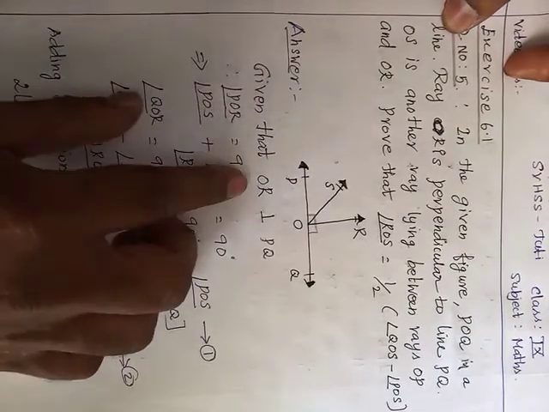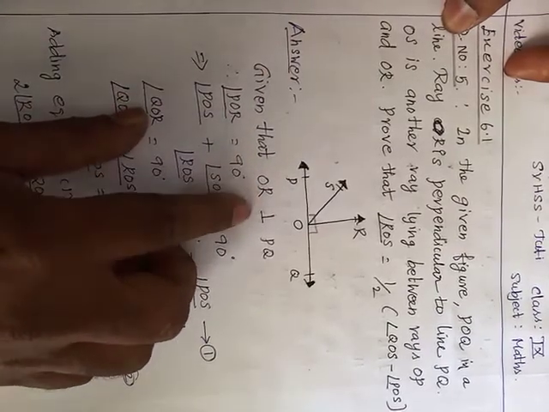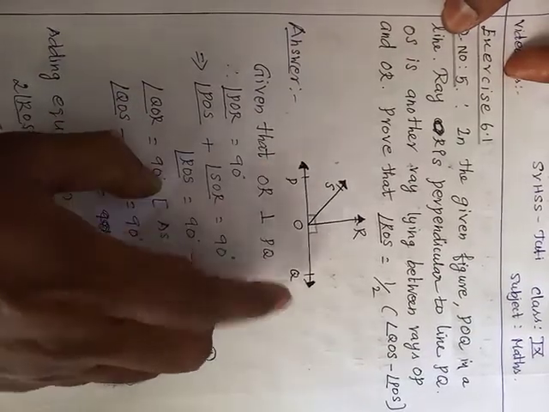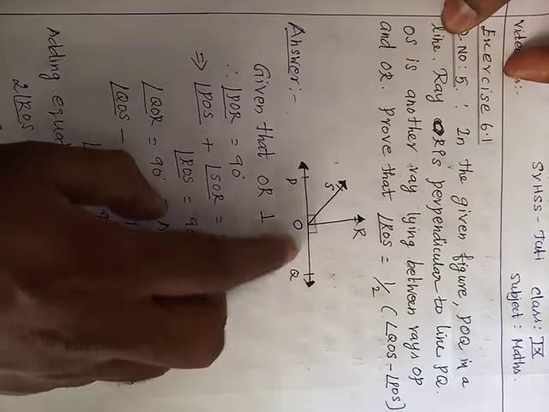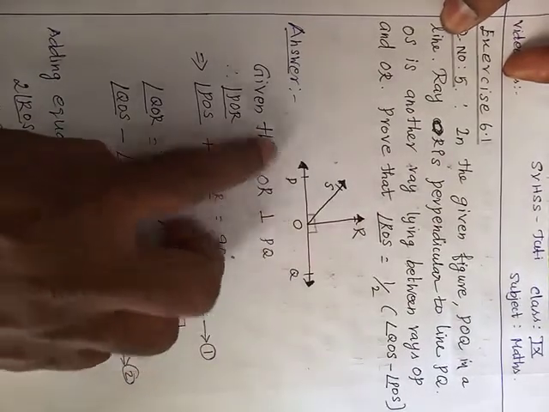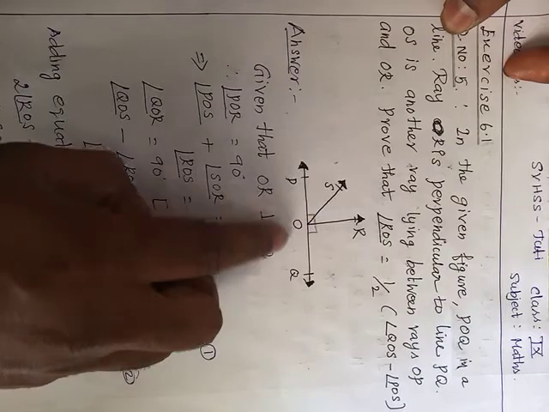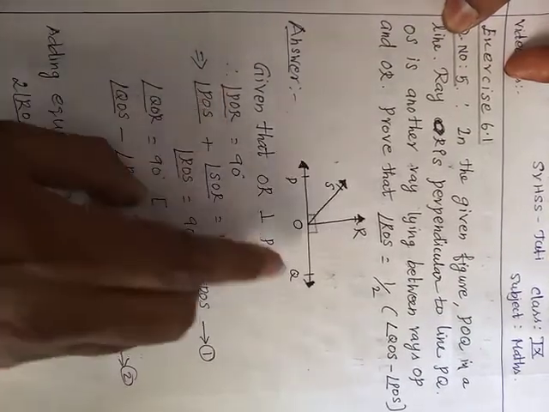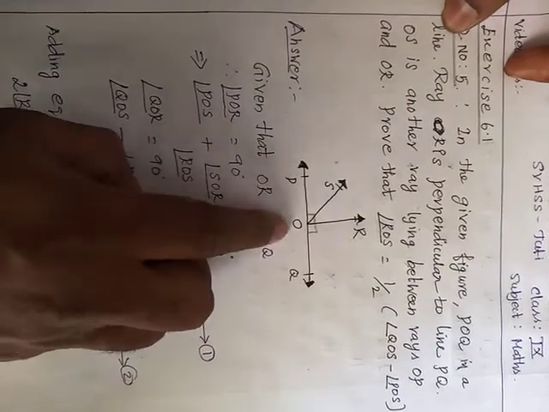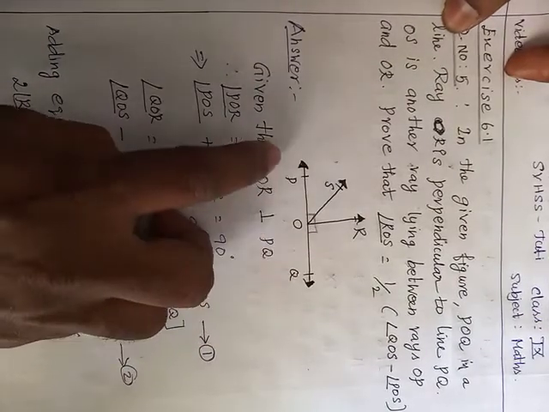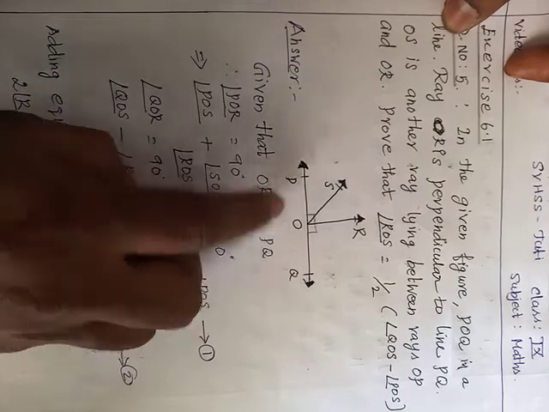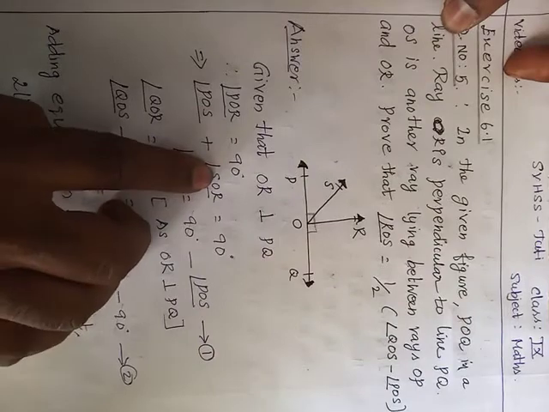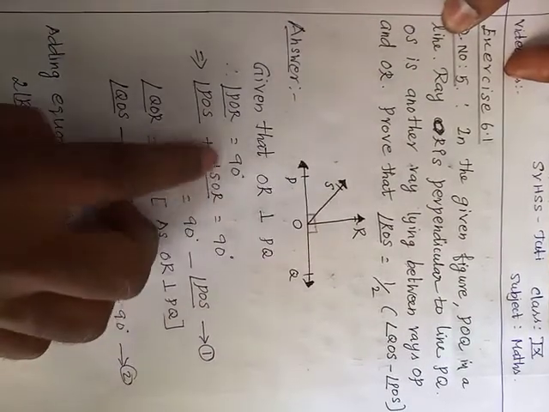Answer: Given that, what is the given value? OR is perpendicular to PQ. You see the figure, POQ, PQ is a line, and OR is perpendicular to it. Next, angle POQ is equal to 180 degrees. Angle POR is equal to 90 degrees.